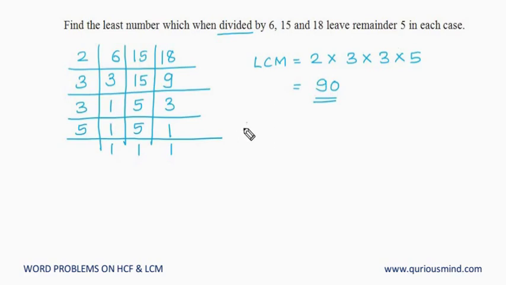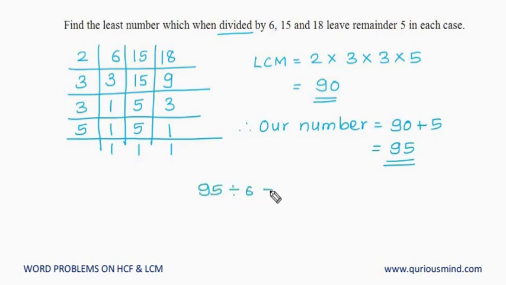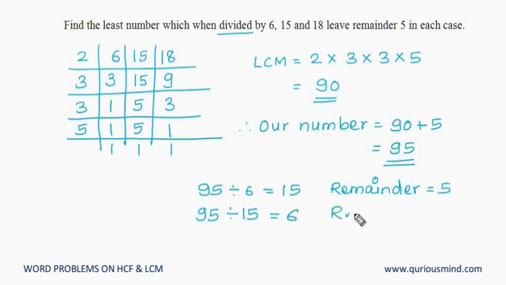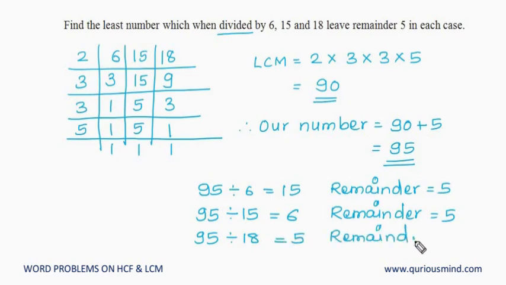So our number is 90 plus 5, that is equal to 95. Let's cross check. If I divide 95 by 6, 6 15s are 90 and the remainder is 5. If I divide 95 by 15, 15 sixes are 90 and again the remainder is 5. Same way, if I divide 95 by 18, 18 fives are 90 and the remainder is 5. So that's correct. Our answer is 95.